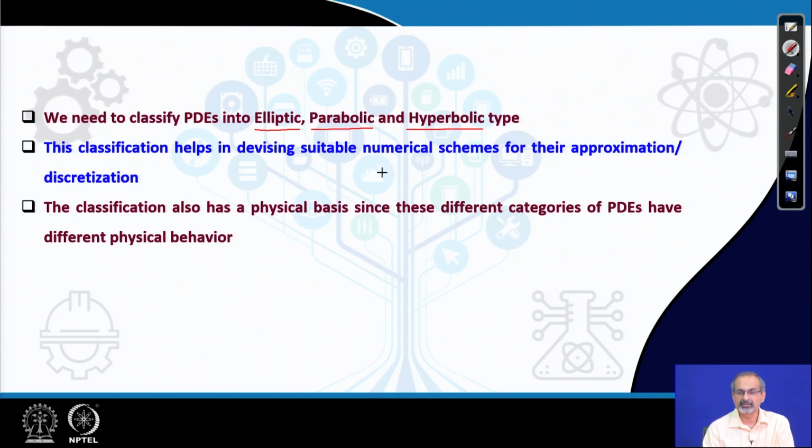So, until and unless we classify them and understand their mathematical behavior, an appropriate numerical scheme will not be possible to devise in order to undertake the approximation or the discretization of the partial differential equations. We also need to understand the physical basis, so that we know how the solutions behave, and what kind of solutions each type of partial differential equation can accommodate. That is basically the motivation behind this discussion.